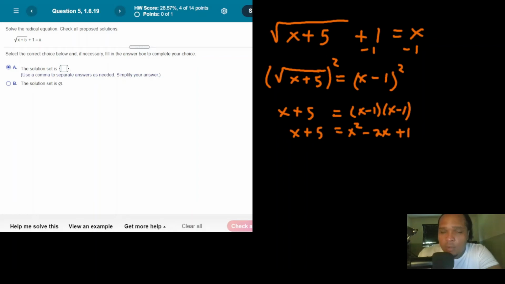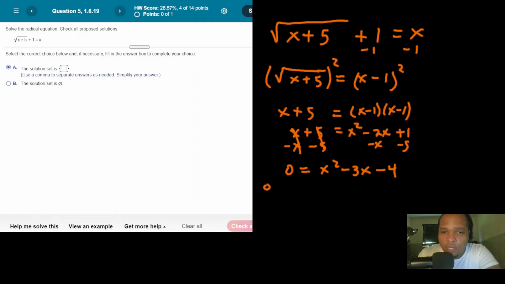Okay, let's go ahead and bring that negative x. Let's subtract x from both sides. And while we're at it, let's go ahead and subtract 5 from both sides. So that's gone. Over here we get 0. So we have x squared minus 3x, and we're going to have minus 4.